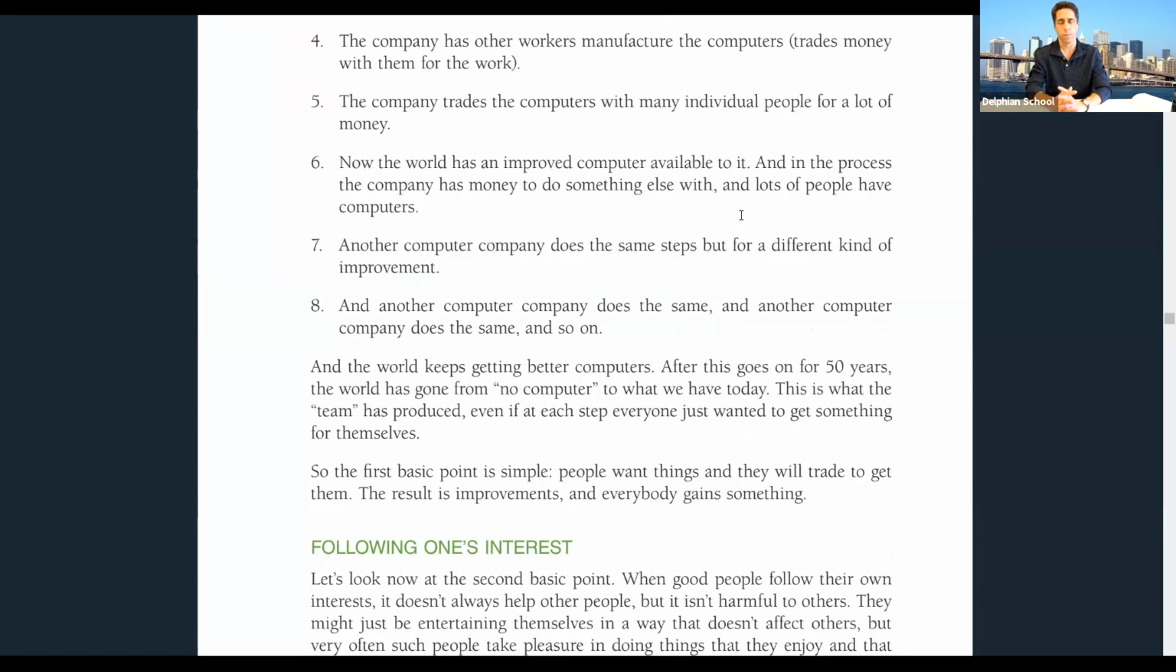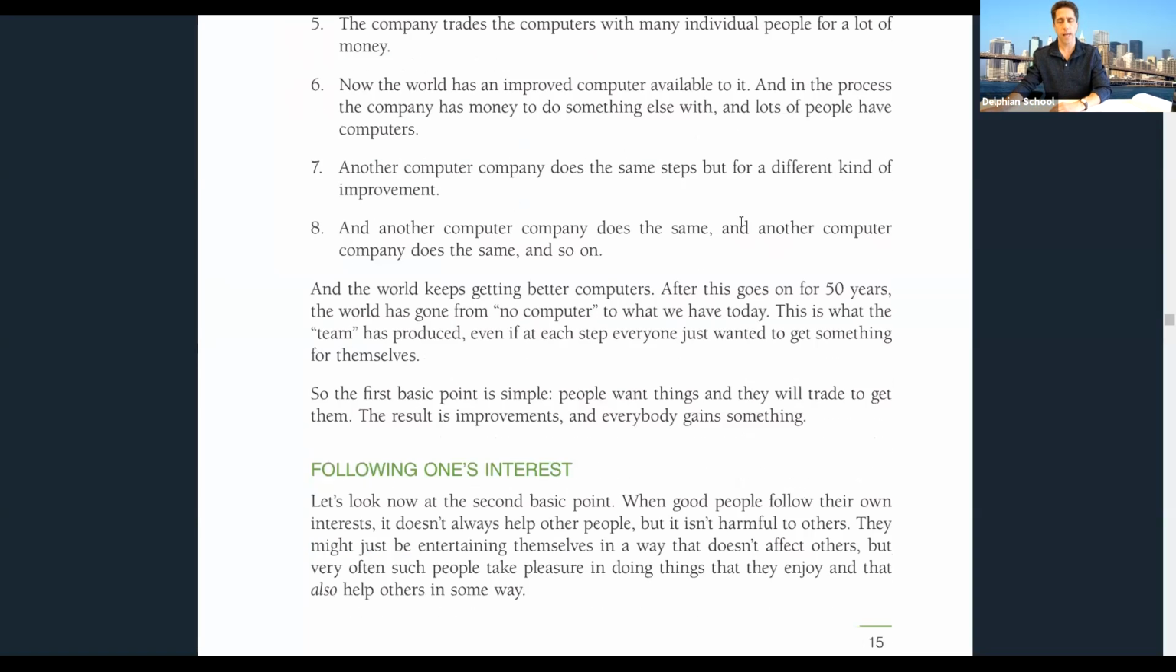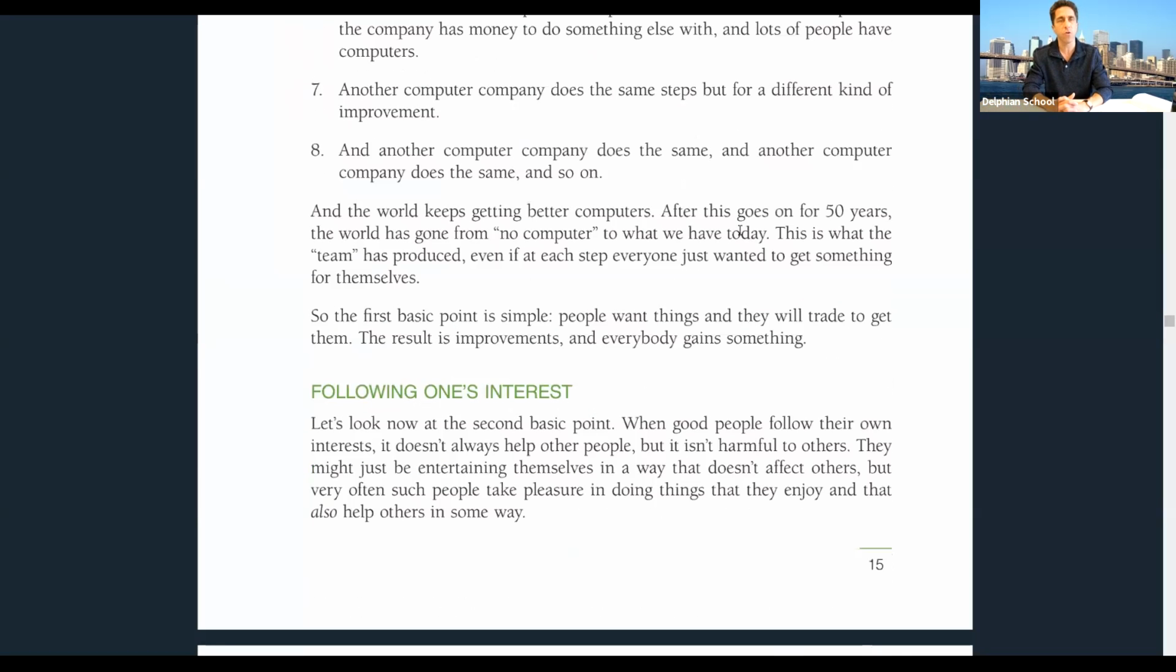The company trades the computers with many individuals for a lot of money, each one sold all around the world. Now the world has an improved computer available to it, and in the process, the company has money to do something else with, and lots of people have computers. Another computer company does the same steps, but for a different kind of improvement. And finally, another company does the same, and another computer company does the same, and so on. In other words, it's not always just one type of computer, but they build off of others. And the world keeps getting better computers.